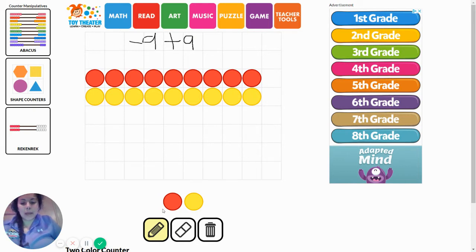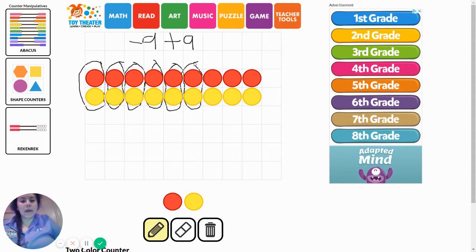Now I have to make what we call zero pairs. Zero pairs is a negative and a positive together. So I'm going to get my pencil and I'm going to circle a negative and a positive. That makes a zero pair. I'm going to circle this negative and a positive. This negative and a positive. And I'm going to keep doing that until I don't have any more zero pairs, until I cannot put together a negative and a positive.